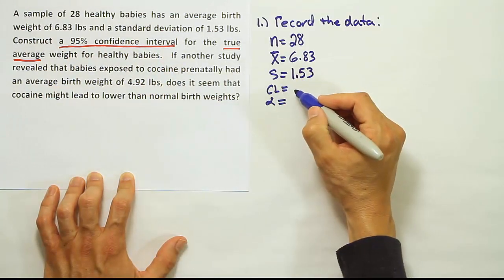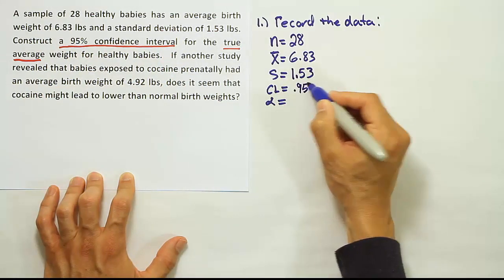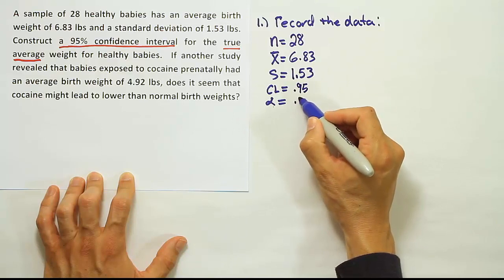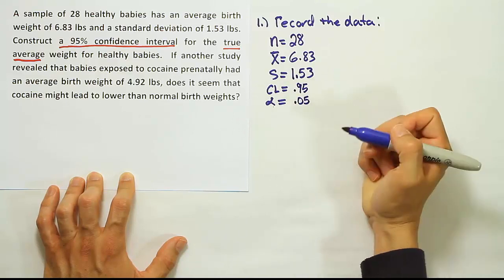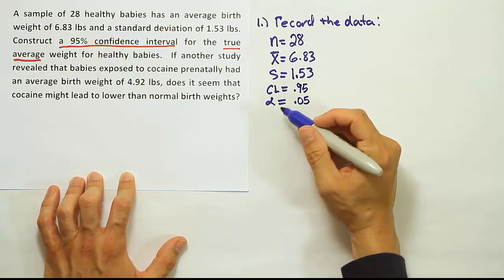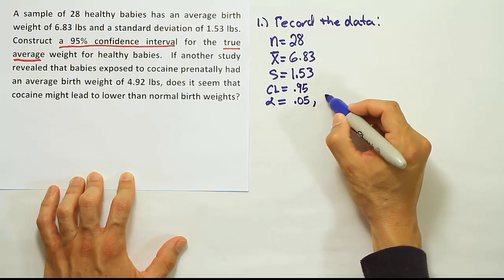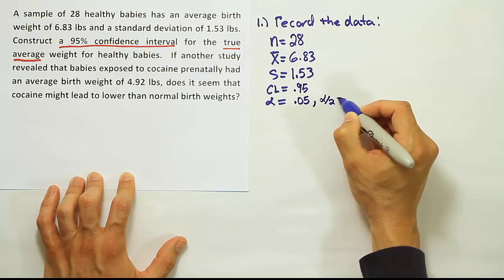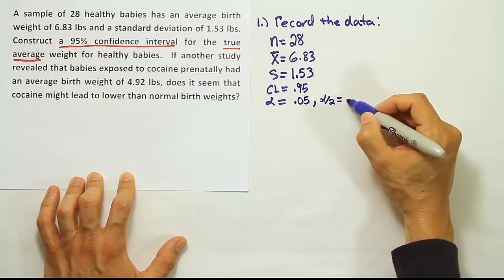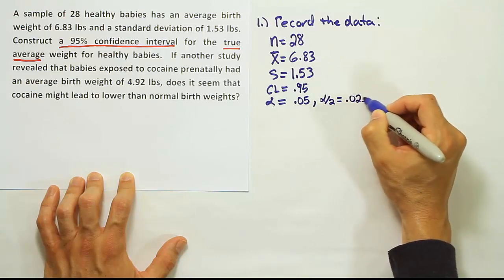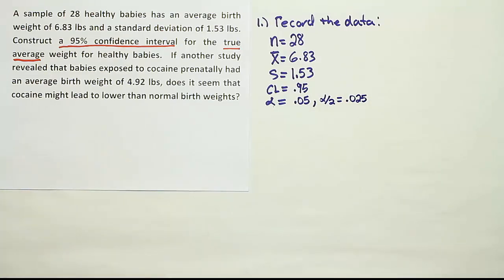And then it says construct a 95% confidence interval. So the confidence level is 0.95. And from there, we can determine that alpha is 5% since the two of these must add up to 100. Now finally, from there, if we want, we can go ahead and say that alpha divided by 2 is going to be half of 5% or 0.025. Okay, so step 1 is done. We've recorded the data for the problem.